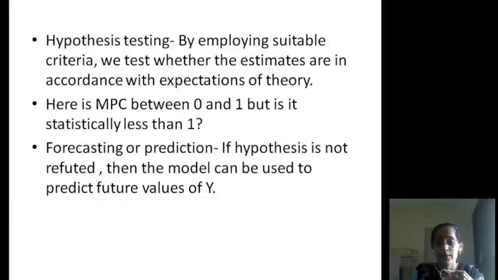Okay, once you've estimated your model, comes hypothesis testing. Here we employ various statistical tools to test whether it is just by chance that I got a value of beta 2 or MPC as 0.63, something between 0 and 1, or will it be true no matter how many times I take a sample of data, right? So technically speaking, is MPC statistically less than 1? Okay, that is what we look for in hypothesis testing in this particular example.